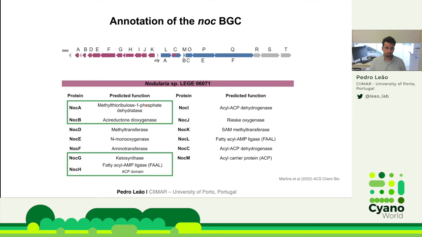So how Teresa approached this was to first look into these purple genes and their annotations, and in green are the enzymes and proteins that we're going to mention today. In particular, one of those FAELs, fatty acyl-AMP ligase, that I told you about before, that also has an ACP domain, that's NOC H, a ketosynthase, NOC G, and these two enzymes, NOC A, NOC B, that are involved in methionine recycling.